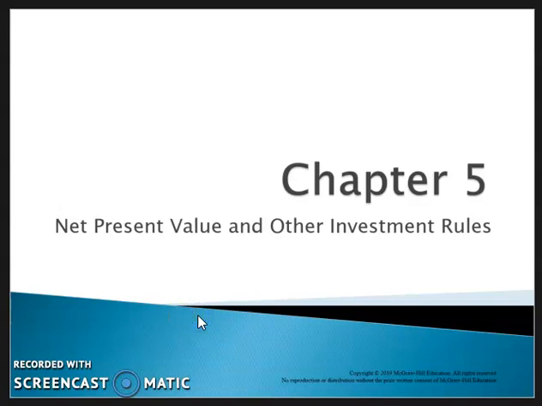Okay, chapter 5, talking about net present value and other investment rules. So I'm going to go through each of them, and we'll just talk about the strengths and weaknesses of each methodology, and basically explain why net present value or NPV is a preferred methodology.